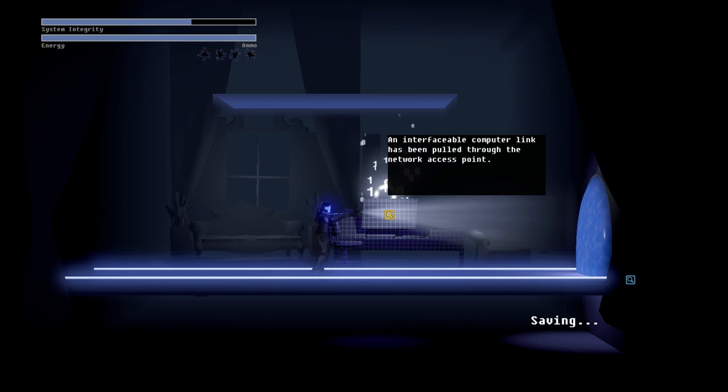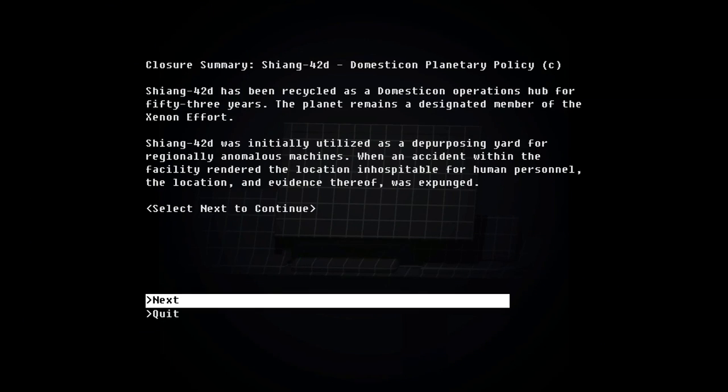See what this is. Interface with computer. So, I think the other one must be in that ship then?